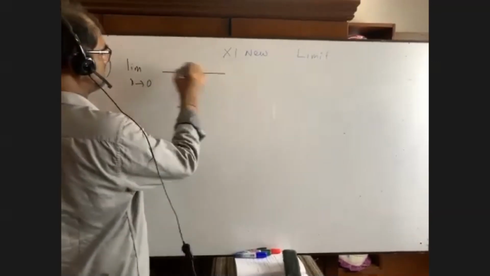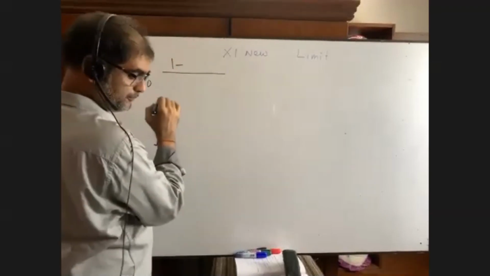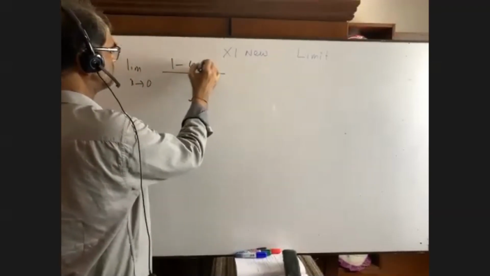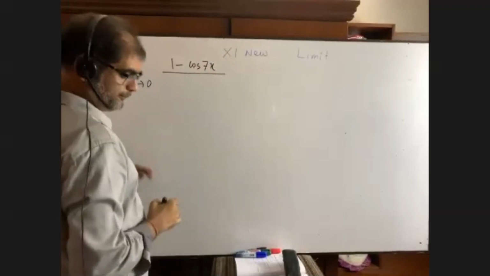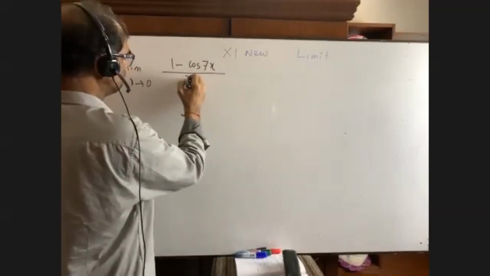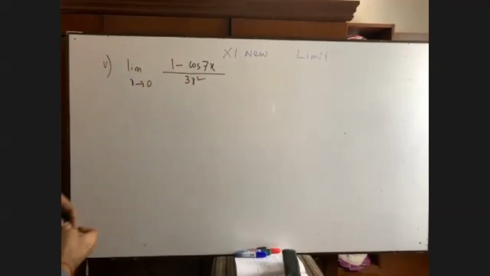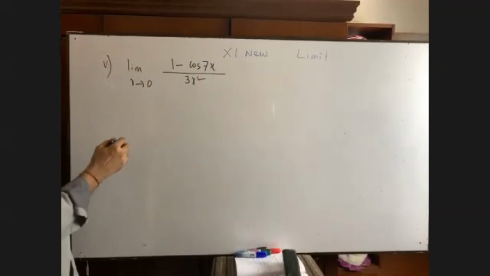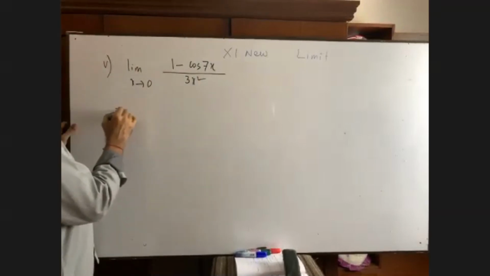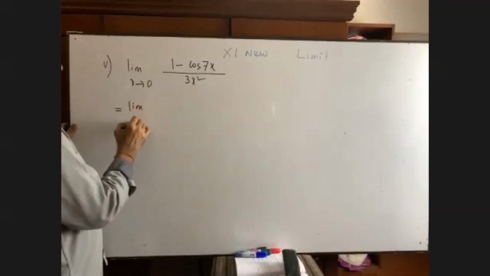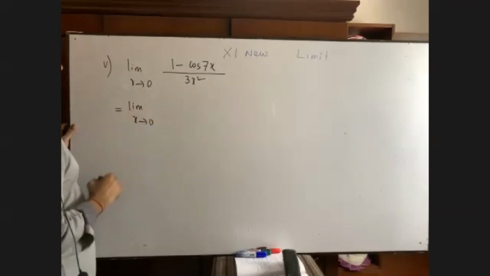Now the maths I'm going to do came in the board about 1,000 times. So please try to understand. Limit is very, very important to be given in the examination. Limit x tends to 0 of (1 minus cosine 7x) by 3x square. Please don't be intense. I will do the math in the easiest way.